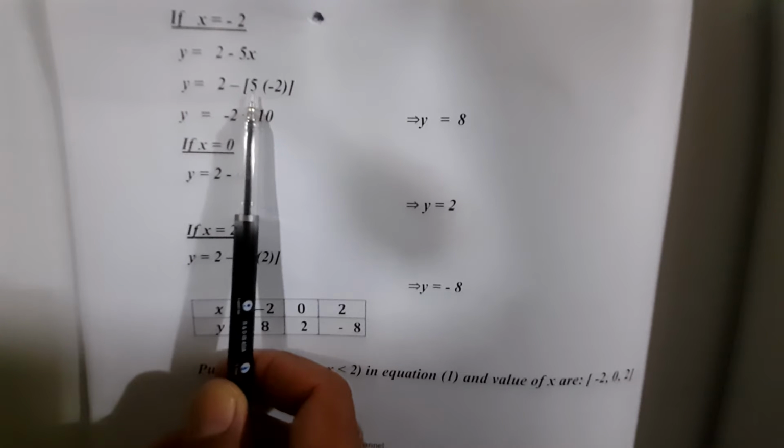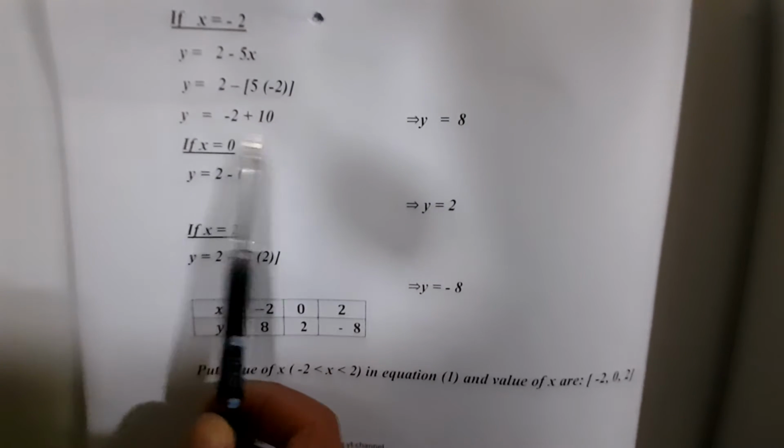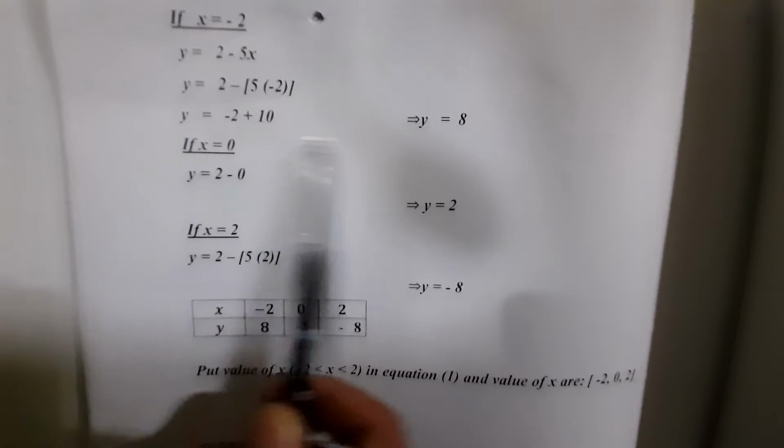If x was minus 2, the equation is y is equal to 2 minus 5x. So y is equal to 2 minus 5 times, in the bracket, minus 2. When we multiply, minus 5 multiplied by minus 2 is plus 10. So y is equal to minus 2 plus 10, y is equal to 8.